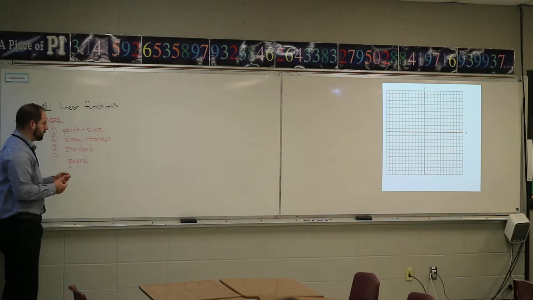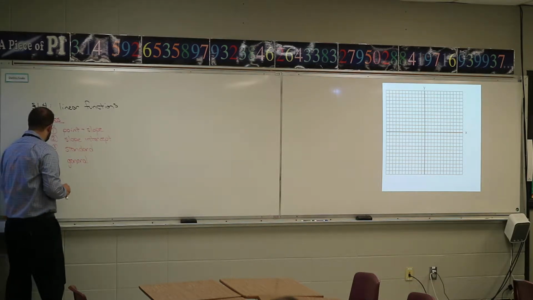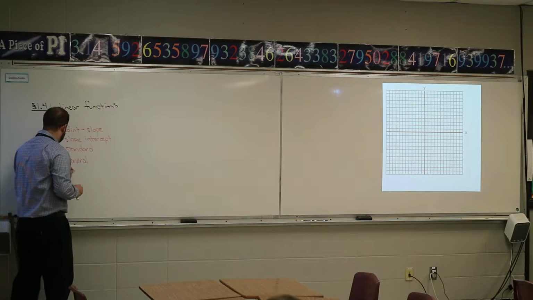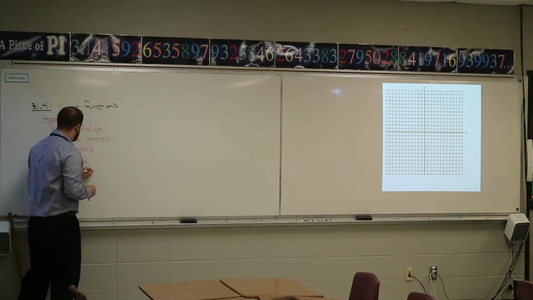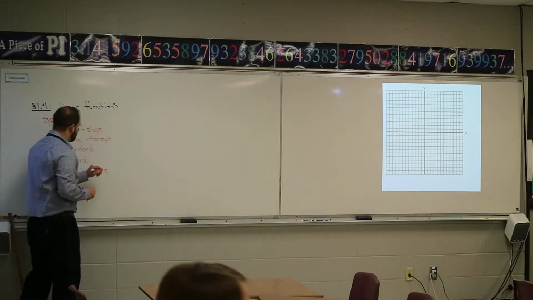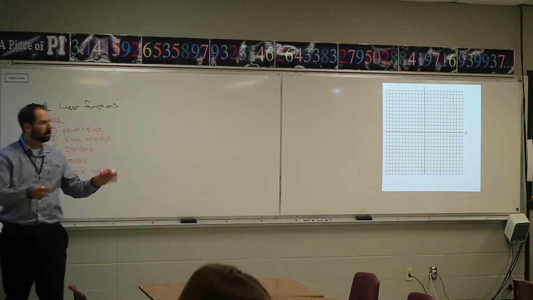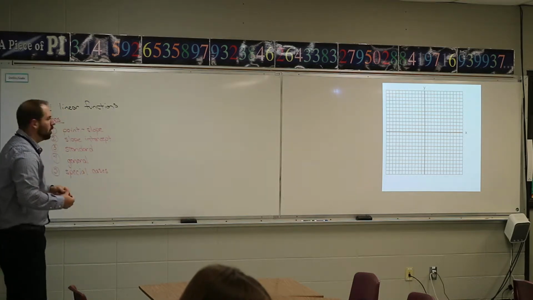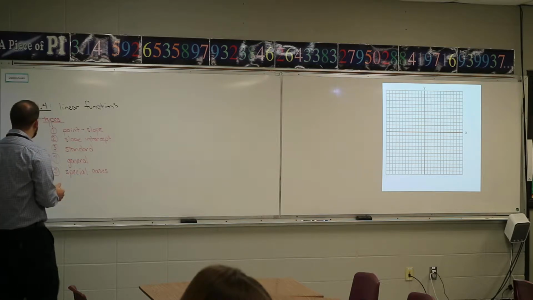There is a 5th type, which I was talking about, and these are the special cases. I'm just going to put special cases, which is like a horizontal line versus a vertical. What do they look like? How are you supposed to graph it, that type of thing? How do you know which one's which? So those are your 5 types.